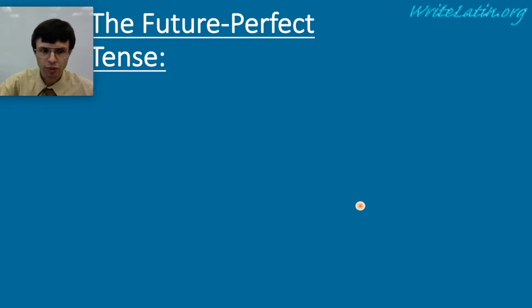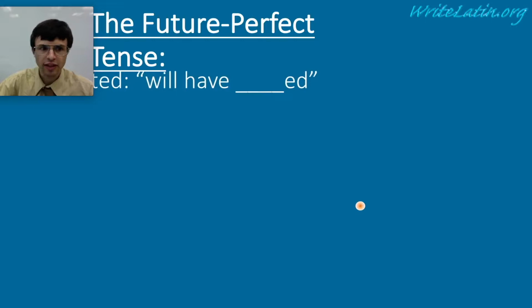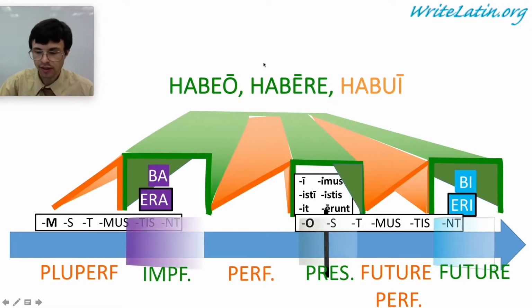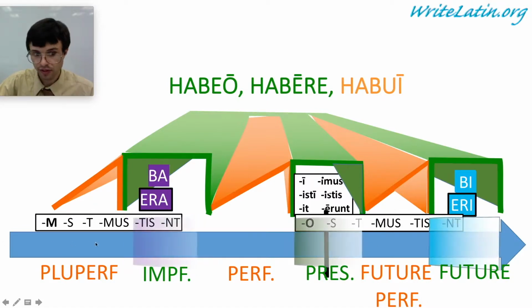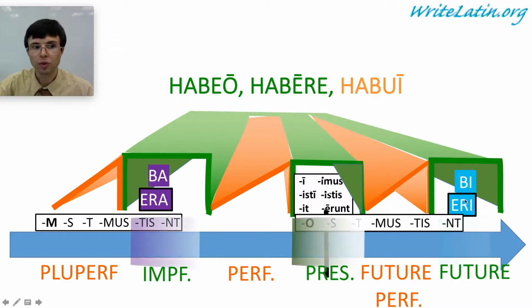Alrighty, so the future perfect tense is translated will have blanked. Now think about that. The future is will, but this is will have blanked. And the idea of the future perfect is that if this blue arrow is time gradually passing, then the future perfect is occurring where this orange is, before you get to the future, which is where the green tense here is.